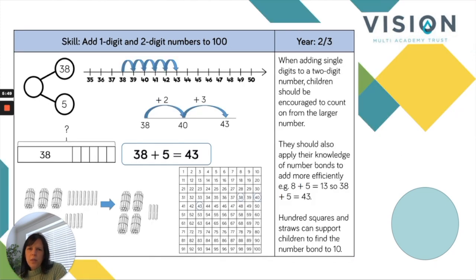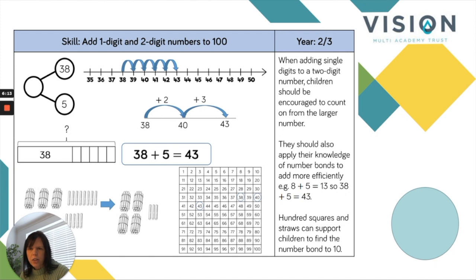Moving forward, when adding single digits to a 2-digit number, children should always be encouraged to count on from the larger number. As we all know, they tend to go back and count every single number, so encouraging them to find the largest number first. We've got the introduction of the 100 square here.